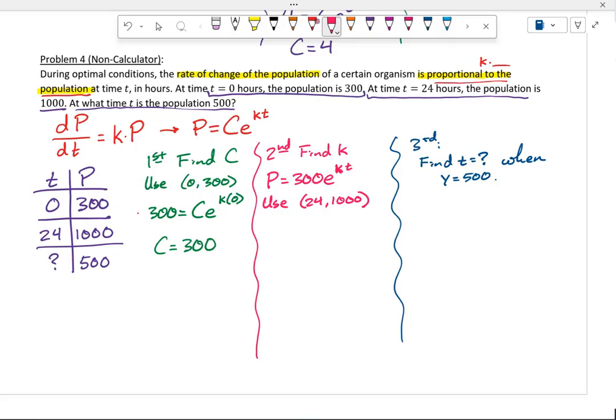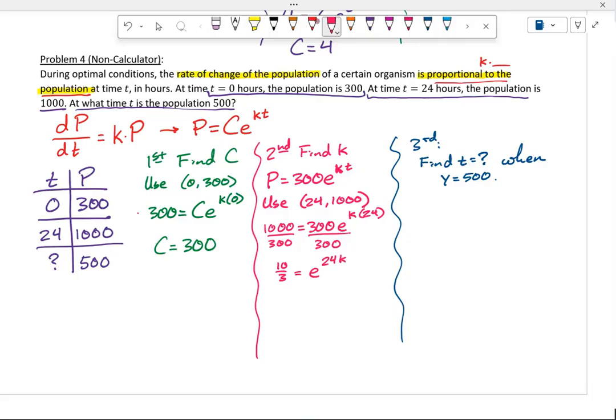All right, are we ready to check on our k? Let's do our k. So we're using 1000. So we have 1000 equals 300 e to the k times 24. So what do we do first to solve for k, guys? Divide by our 300. All right, so that, if we cancel out those zeros, should give us 10/3, correct? Equals e to the k times 24. I'm going to write that as 24k.